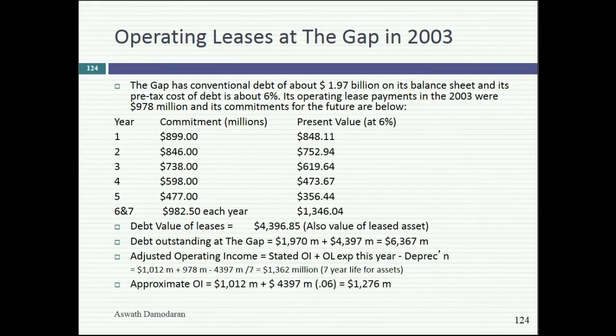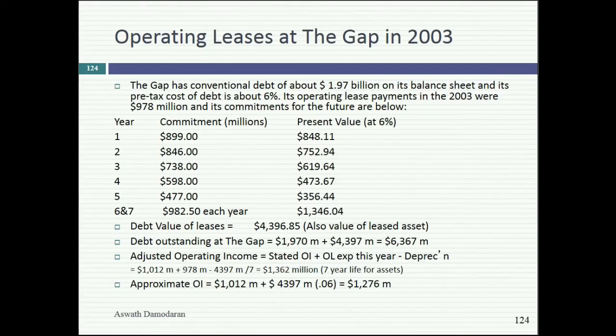Beyond the fifth year, U.S. companies no longer have to break out the lease commitment. They just have to give a lump sum. And the lump sum that the Gap gave was $1,900 and something. I broke it out into 2 years because I don't think they're going to pay that entire amount in 1 year. Those are my lease commitments. My pre-tax cost of debt was 6% for the Gap based on their rating. I discount the lease commitments back to today at 6%. What I get as a present value, if I add up all of those present values, is $4.4 billion.